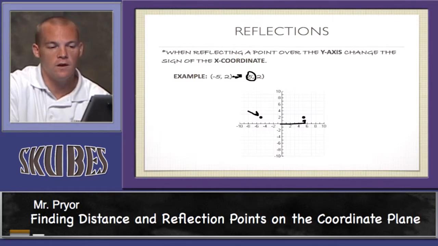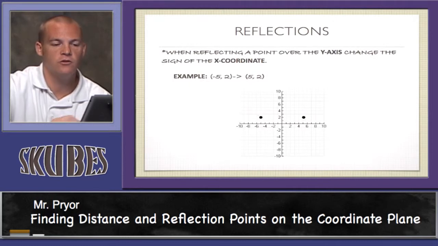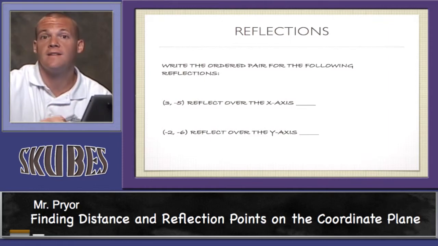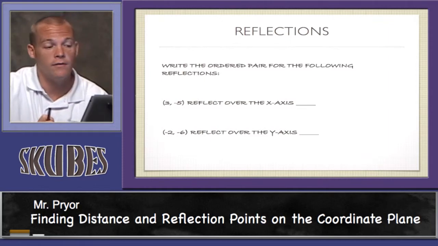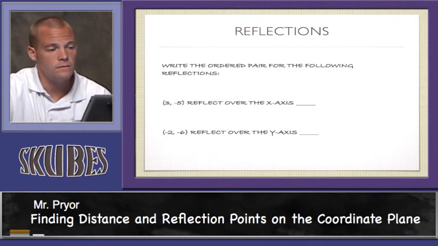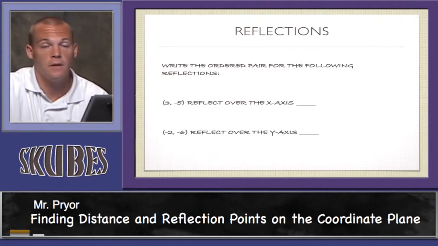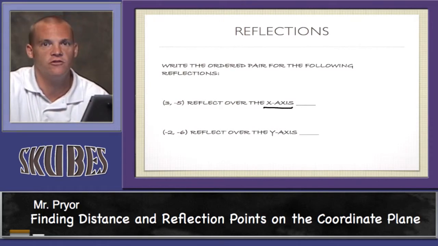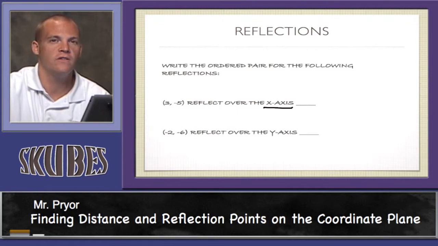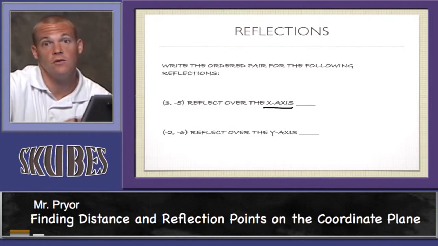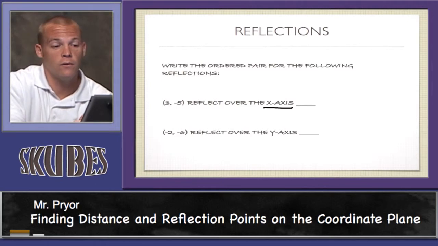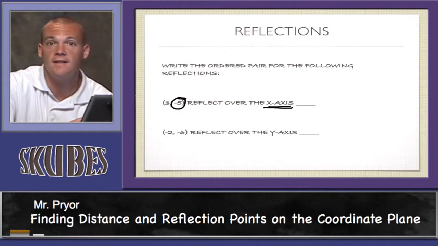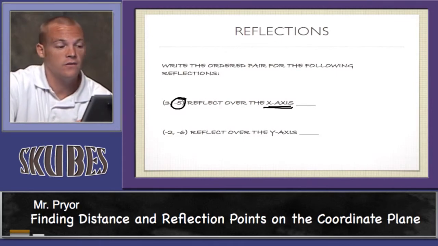So remembering these little rules will help you in solving some of these reflection problems, because what you don't always get, as you can see here with these examples, is a coordinate plane to use. Now that's not to say you can't draw your own. However, sometimes it can still get a little confusing. In this case, write the ordered pair for the following reflections. Again, pay attention to what axis they want you to reflect over, because you're always going to change the opposite coordinate's sign. So if we're reflecting over the x-axis, that means we need to modify the y-coordinate's sign when we write our ordered pair.